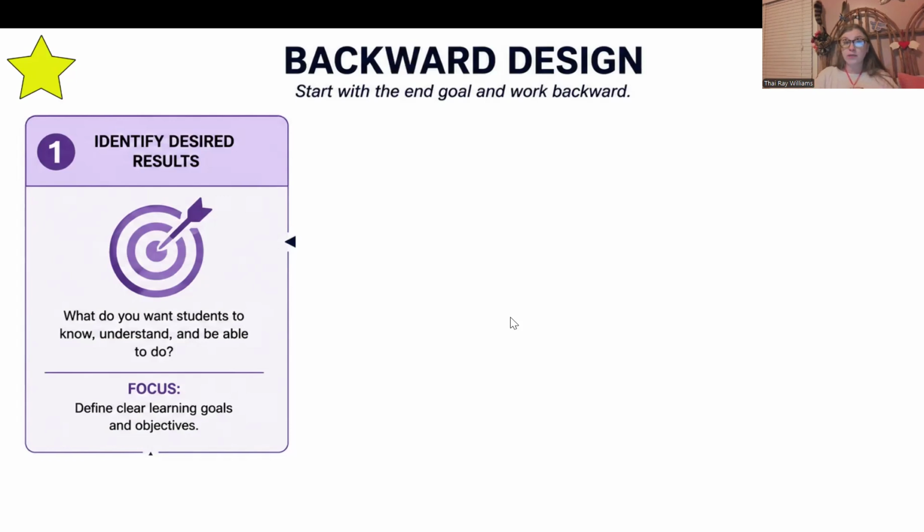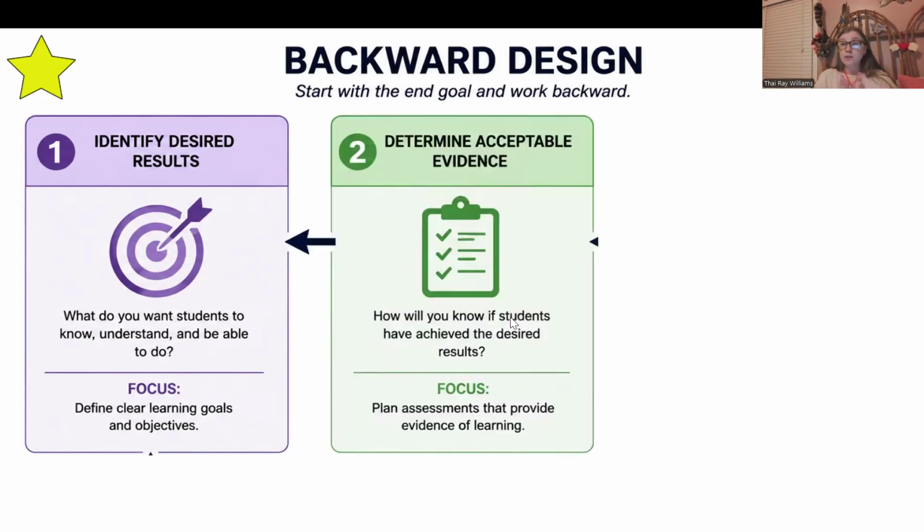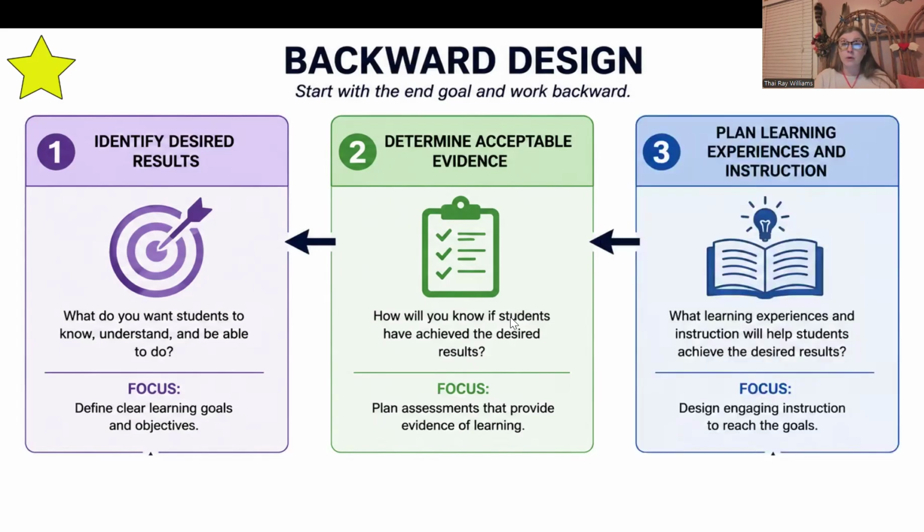After you decide what you want that end result to be, you then determine what is the acceptable evidence. And so what you ask yourself is, how will I know if my students have mastered or reached that desired result? So you're going to plan your assessments so they provide the evidence that your students have learned or are learning what you want. Again, thinking about that final goal, that end result that you want, and then we're going to plan our assessment to let us know if the students have reached that final goal.